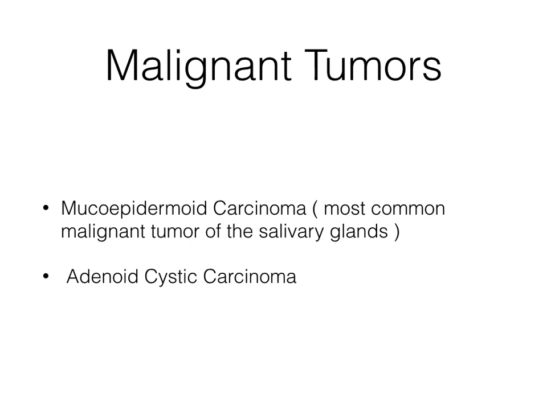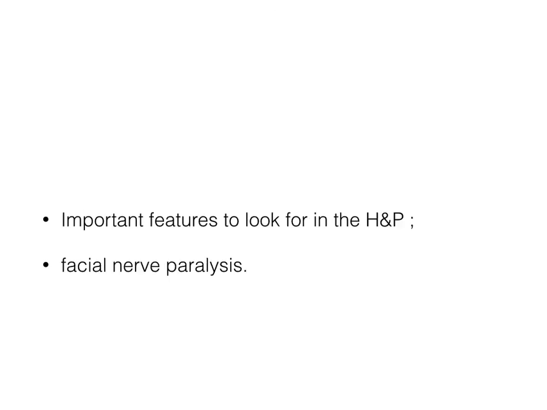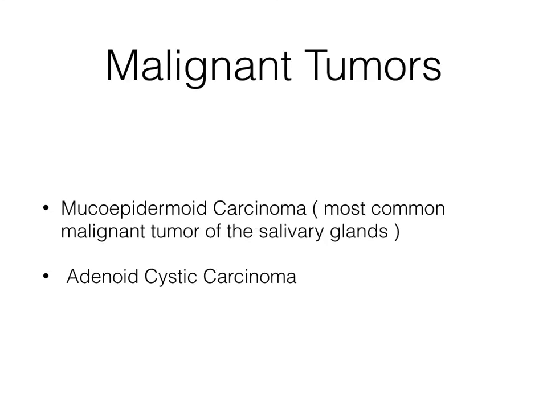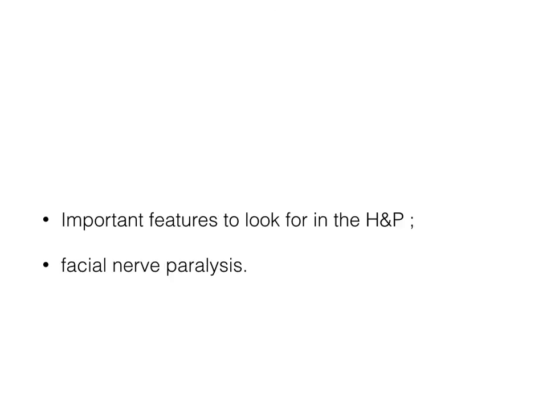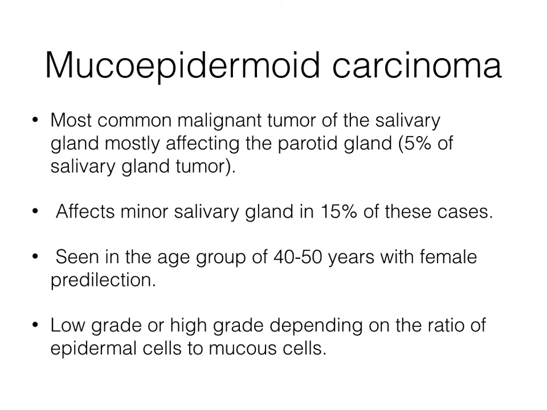Malignant tumors of the salivary glands. Mucoepidermoid carcinoma is the most common malignant tumor of the salivary gland. This is a bad one. Then you have the adenoid cystic carcinoma. Important things to look for in the H&P, mainly facial nerve paralysis, because this indicates that the tumor is invading the nerves, and this is an indication of malignancy.